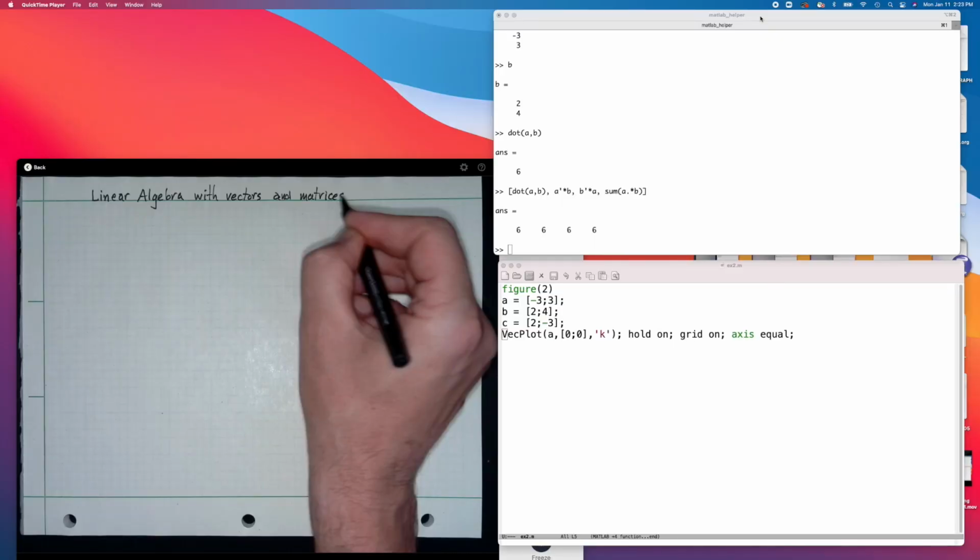All right, so now I want to review some properties of vector spaces, the concept of a linear combination, and linearly dependent and independent sets of vectors. So what do we mean by that?